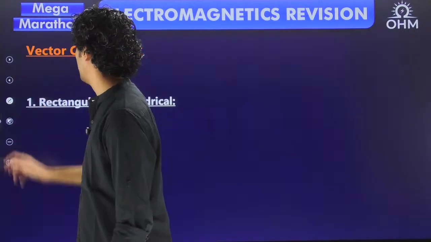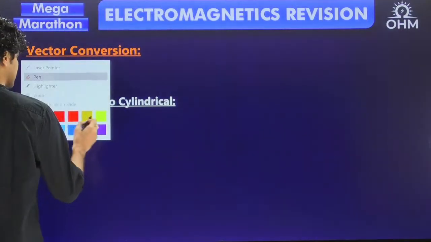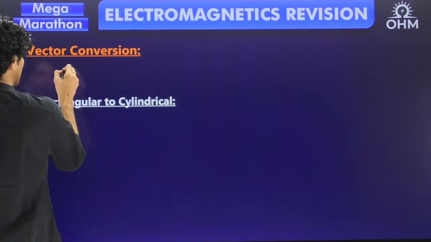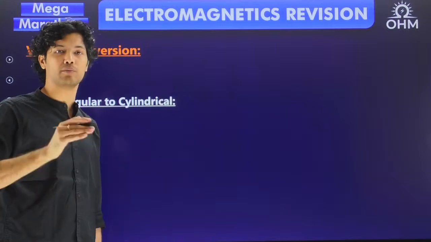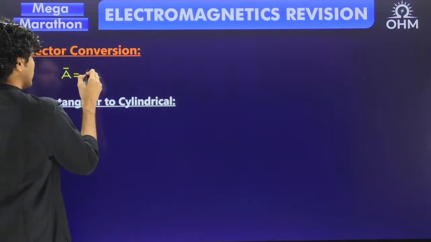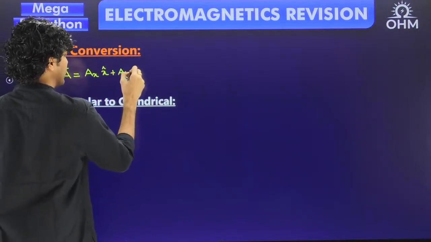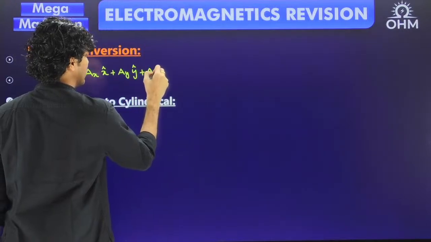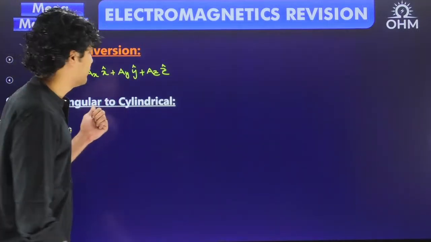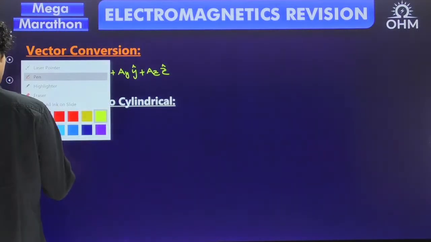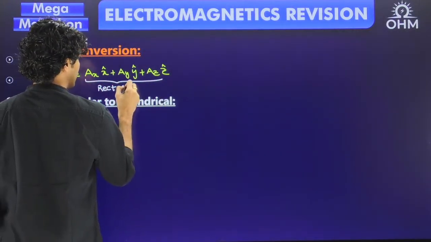Next we have vector conversion. In vector conversion, what we are trying to do is take a field vector, let's assume A bar. A bar could be expressed in terms of rectangular, cylindrical as well as spherical. In the rectangular coordinate system, we write it as ax times x cap plus ay times y cap plus az times z cap. So ax, ay, az are the x, y, z components of A bar, and this is a representation of this field in terms of the rectangular coordinate system.